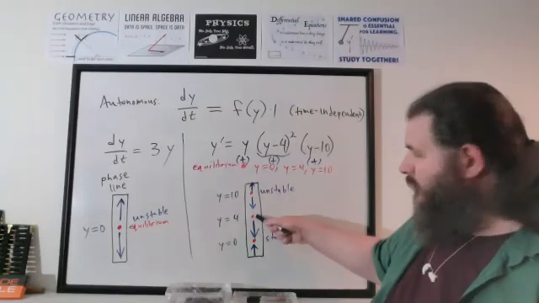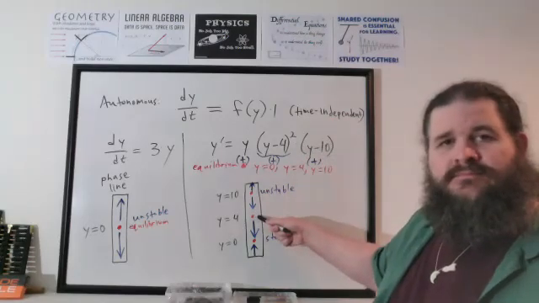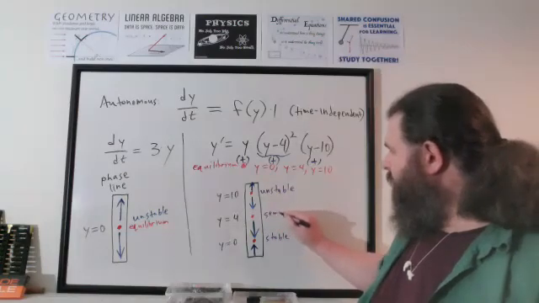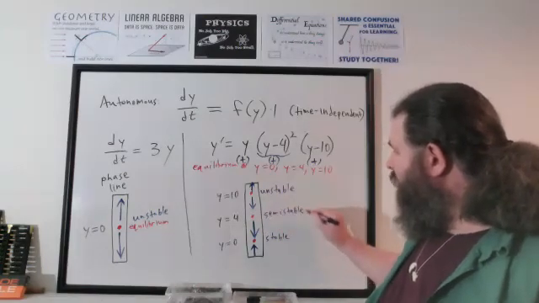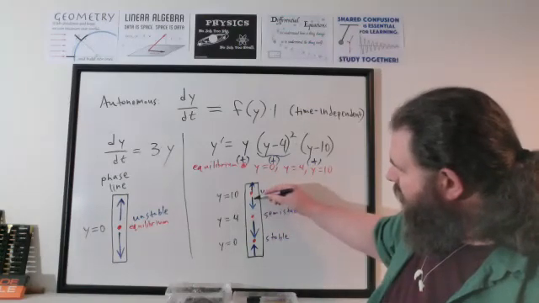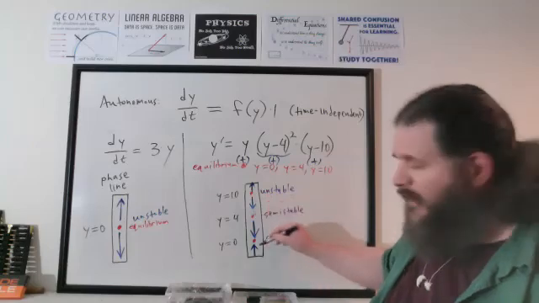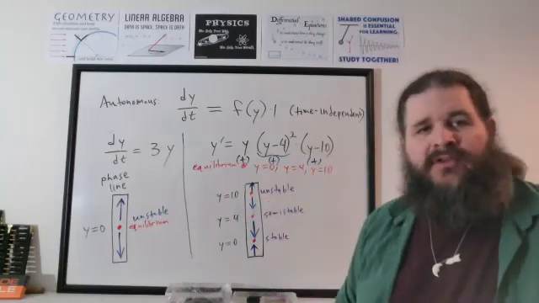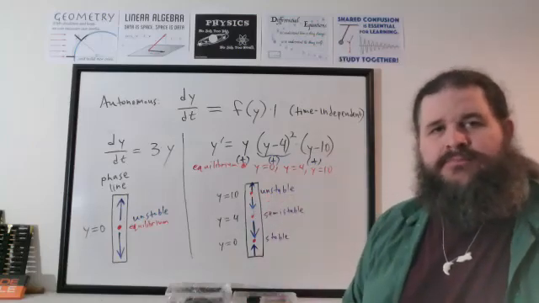And what about at this point here? That's semi-stable. Yeah, this would be called semi-stable or sometimes called half stable, because the stuff above it is approaching it, the stuff below it is going away from it. So it looks stable from one side, but unstable from the other side.